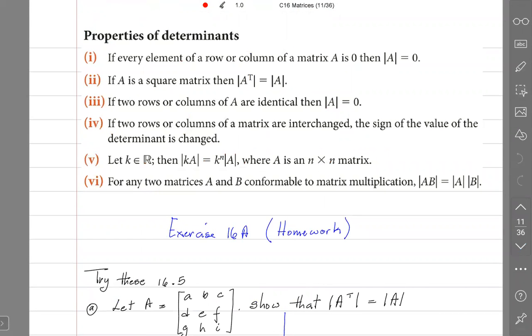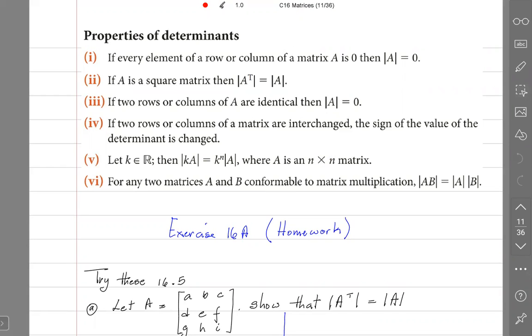All right, so let's have a look at the properties of determinants. The first one says if every element of a row or column of a matrix A is 0, then the determinant of that matrix is also equal to 0. So here you want to pay attention to these properties because sometimes these properties in the future might make some of the calculations simpler.